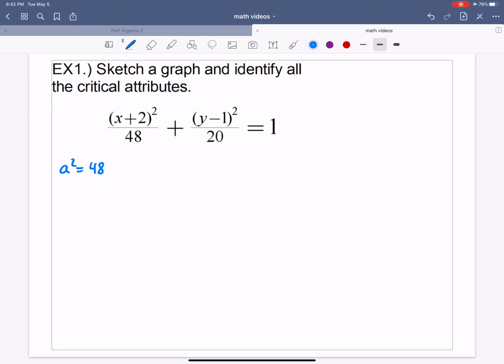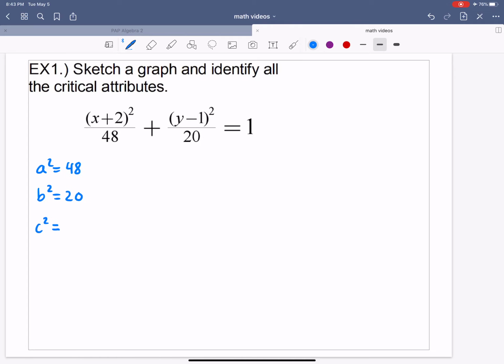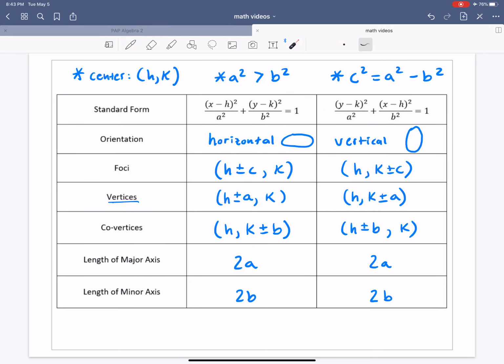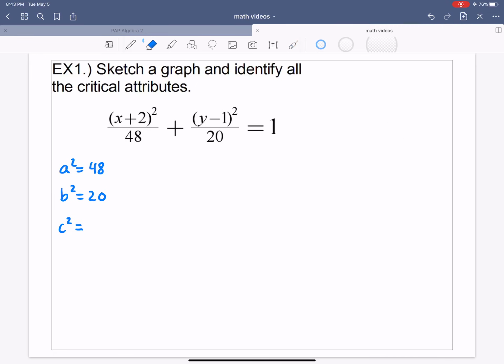So if a squared is 48, that means the other denominator is going to be 20, okay? So let's go ahead and find c squared as well. Now remember from that previous slide, our relationship: c squared equals a squared minus b squared. So you're going to take the difference. a squared minus b squared gets me 28, okay?